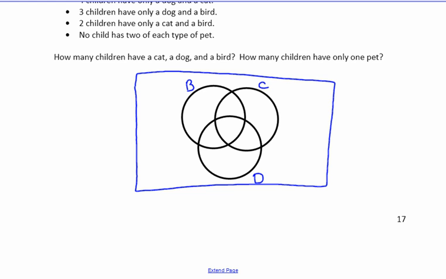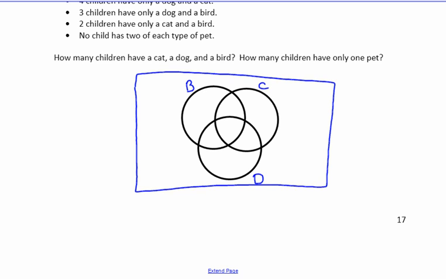Nope, doesn't matter. They'll work the same. Just label them so you know which one we're filling in. Okay, let's go back to our information.